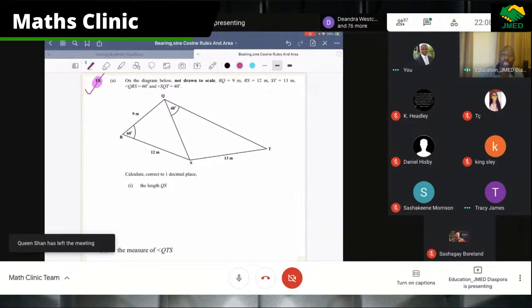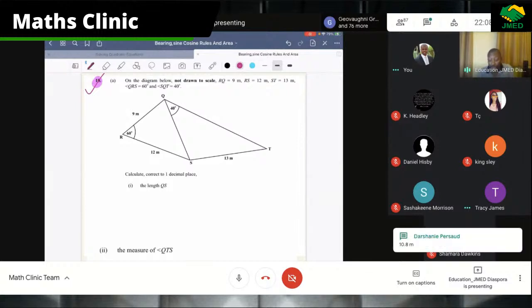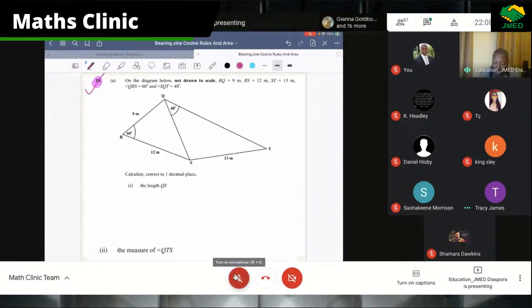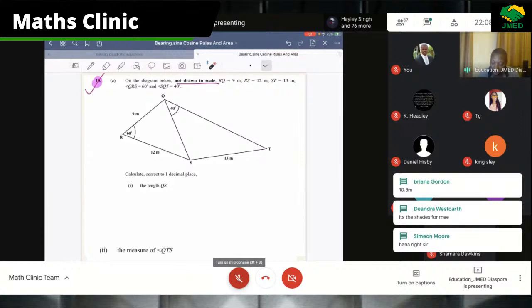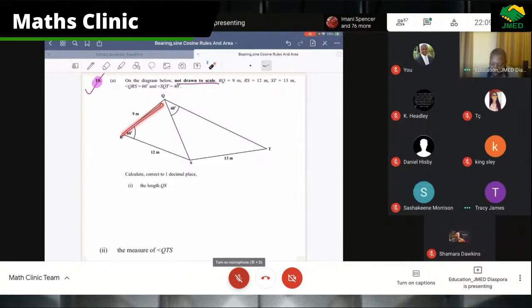What we have here is this question requesting to find the value of QS, but I'm not going to do what you guys do. Just jump to the question working. It says on the diagram below, not drawn to scale, that RQ is 9 meters, RS is 12 meters, ST is 13 meters, and QRS is 60 degrees. That's here.